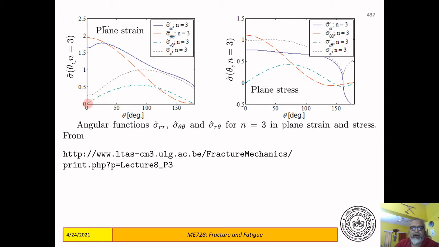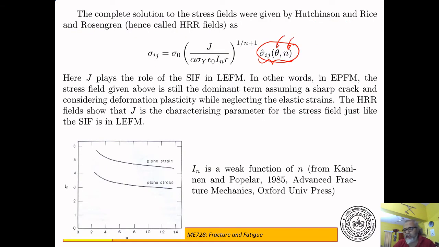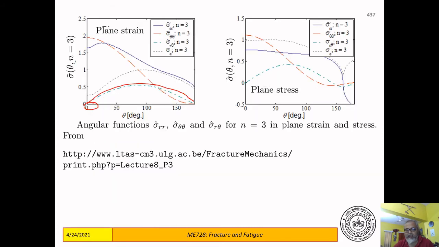So this is for r theta. At theta equal to 0, the angular function for r theta is 0, which means that again you have a mode 1 situation. For mode 1 at theta equal to 0, sigma r theta is equal to 0 as it should be. Sigma theta theta is this. So sigma theta theta is the maximum. Sigma rr and sigma theta theta at theta equal to 0 are no longer equal, but they are close. This is for plane strain.